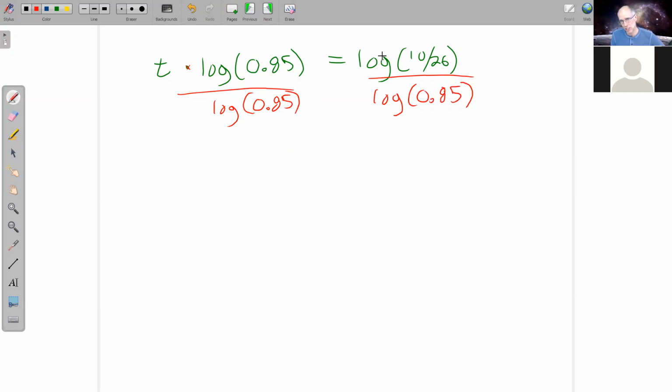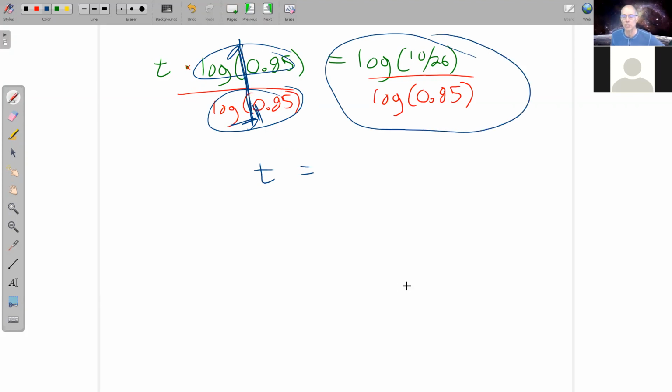Now, resist the urge to cancel the logs on the right. It's totally illegal. It just doesn't work, as I showed earlier. On the left side here, though, I have a number divided by itself, and a number divided by itself is always 1. 1 times t is just t. So now I just have to go to my calculator and say, what the heck is that? And we pretty much just type it as we see it there.